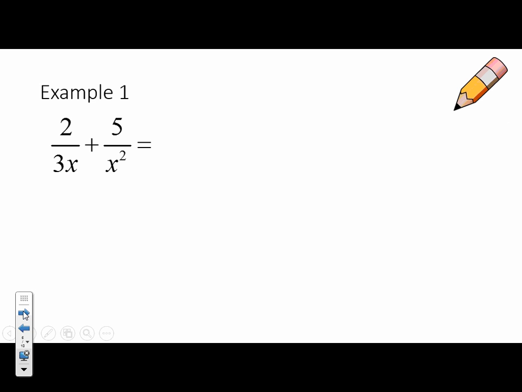Okay, so here's our first example. Example 1. We have to take 2 over 3x plus 5 over x squared. And I'm hoping you're seeing right now that those denominators are not the same. They are unlike. So how do we figure out how to make a like or a common denominator here?